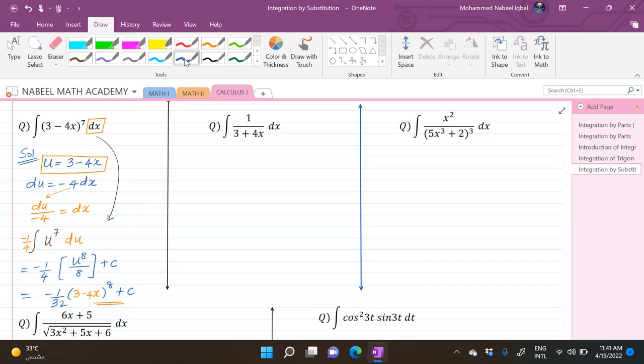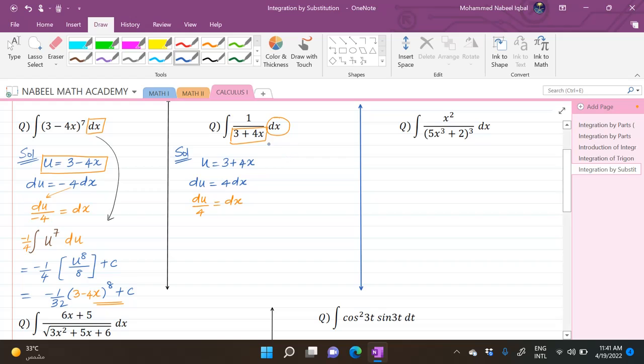So this is my final answer. Now let us solve another problem in a similar way. Here we can take u as the whole denominator. So I will take the denominator as u. So u is equal to 3 plus 4x. Now what is du? 3 becomes 0, you will have 4 dx. So I need here only dx, I don't want 4. So just bring down: du over 4 is equal to dx.